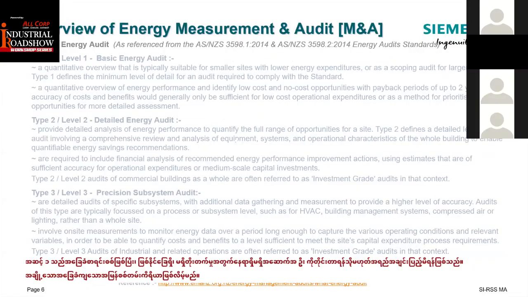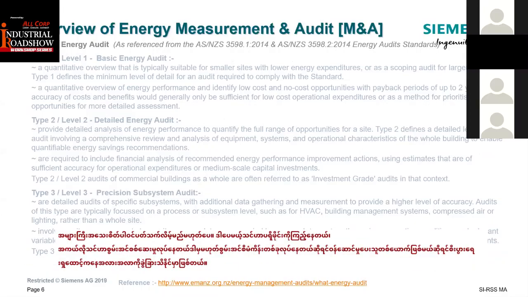In short, type 1, or level 1, is a basic audit. Simply, it is to quantify or qualify the building, whether there is a potential or any room for improvement. This is a quick survey tool where there will not be much detailed work involved, but rather you are looking at identifying the potential.